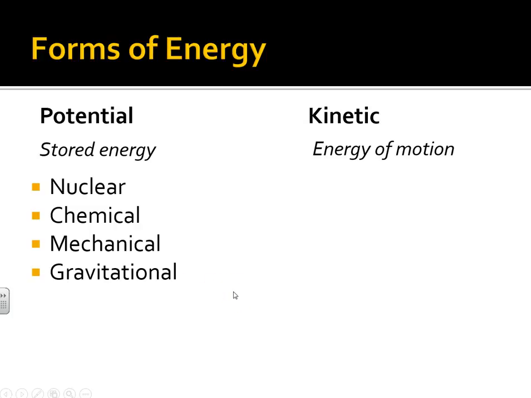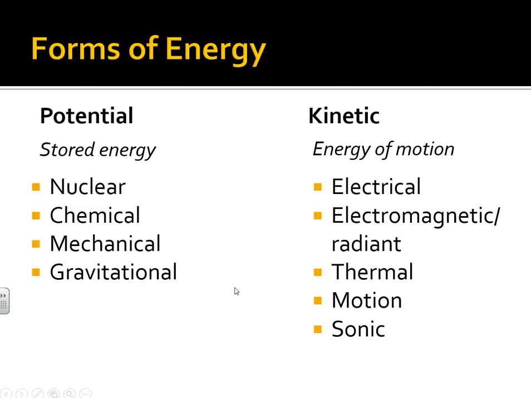And then we have energy of motion. We have electrical, electromagnetic or radiant, thermal, motion, and sonic. Sonic is just sound. Sound waves move through the air. Motion, sometimes called mechanical energy. Basically, if you have a physical object that's moving in some way, shape, or form, a ball rolling down a hill, a car moving across the road, a fan blade spinning, whatever. Thermal energy is actually energy that's stored inside of materials, and it's vibration of molecules. We'll go over that in a later lesson.